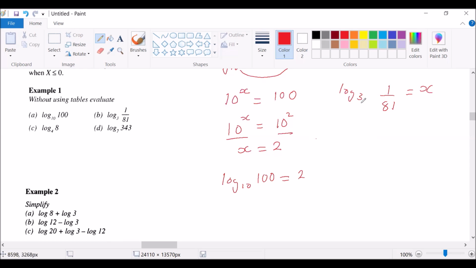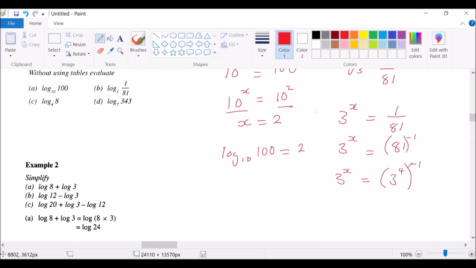looking for. So we are saying 3 to the x is equal to 1 over 81. 3 to the x is equal to 81 to the power minus 1. So we express 81 as a power of 3. 3 to the x is equal to 3 to the 4 to the power minus 1. Now we apply the power to power rule. Here we multiply these two powers.